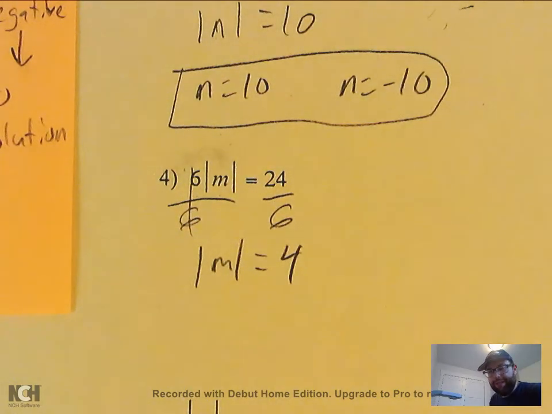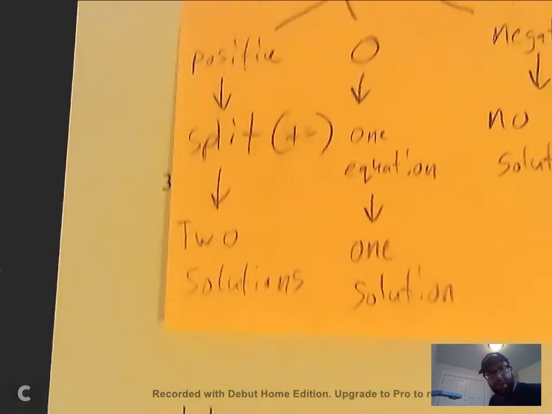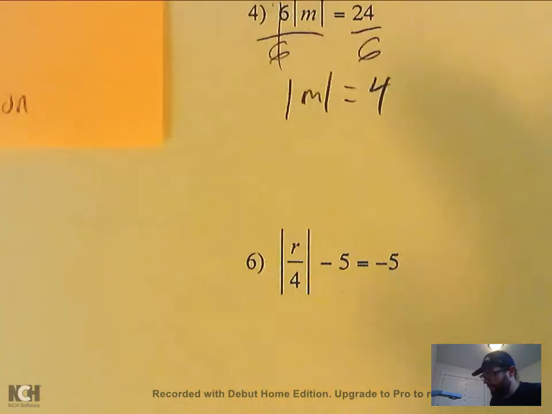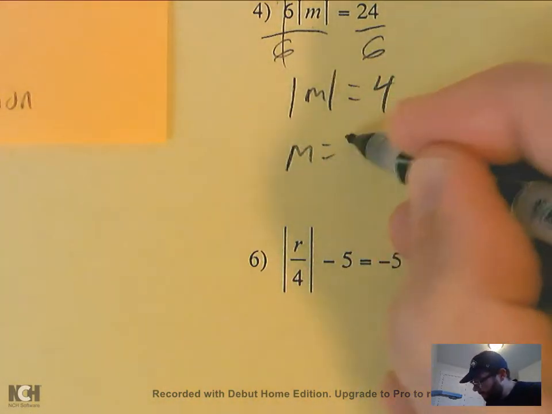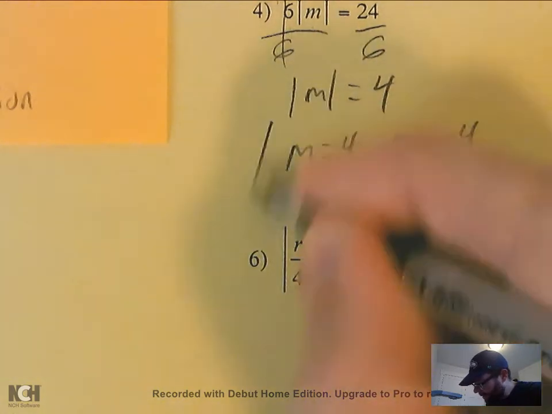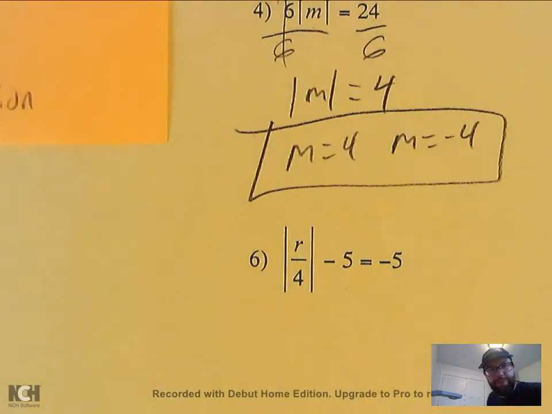Now the absolute value is by itself, and it's equal to a positive number. Positive number is where you split it into the two equations. So m could equal 4, or m could equal negative 4. And that would be my two answers.